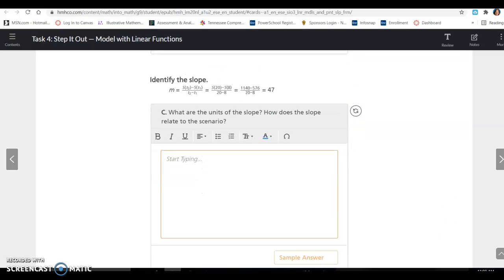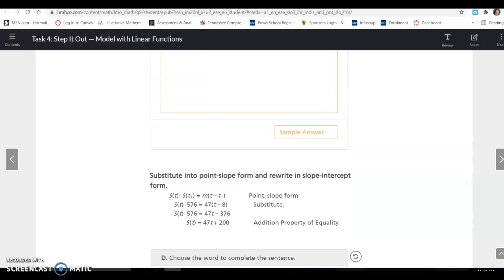All right, it says what are the units of the slope and how does the slope relate to this scenario? So this is the amount. The difference in y's is the difference in the amount in the savings account, and the difference in x's, or t in this case, is time in weeks. So that would be your difference in weeks.